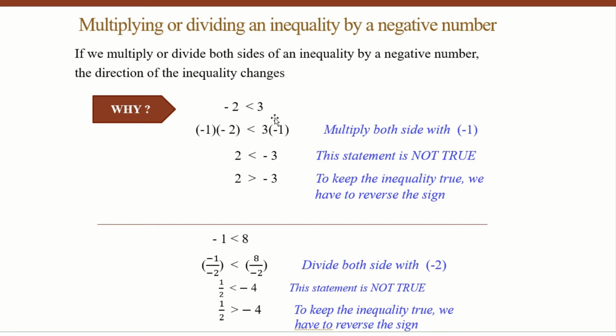Okay, another example, negative 1 is less than 8. All right, so let's say for an example, I divide both sides by negative 2. So negative 1 over negative 2 is less than 8 over negative 2. This will be a half, this will be negative 4. Is this statement true? No, therefore that's why the sign must flip.